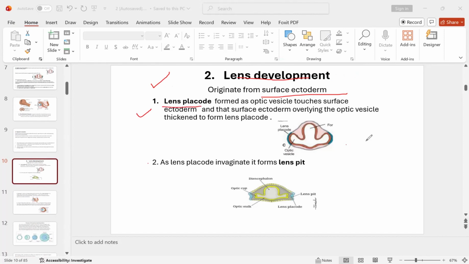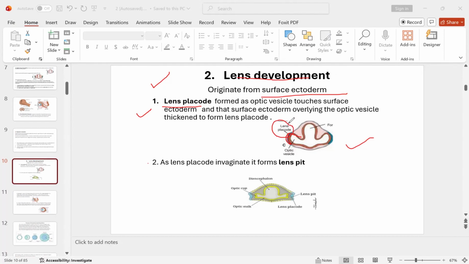You can see in this diagram that the optic vesicle is touching the surface ectoderm. This touching induces differentiation in the overlying surface ectoderm, and that differentiation converts the overlying surface ectoderm into a lens placode. So the formation of the lens placode is the first step in the formation of the lens.